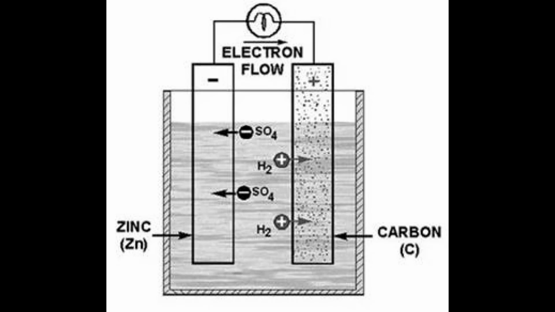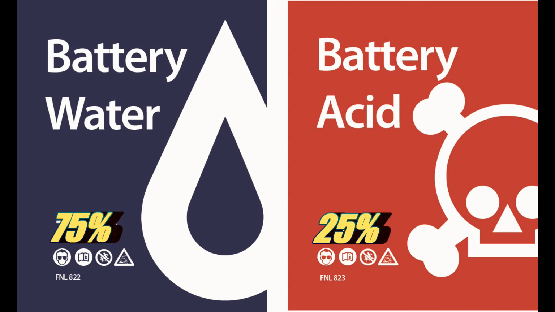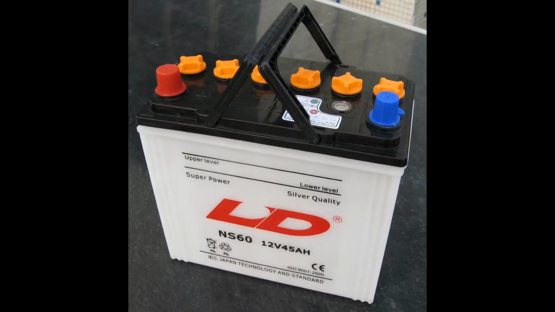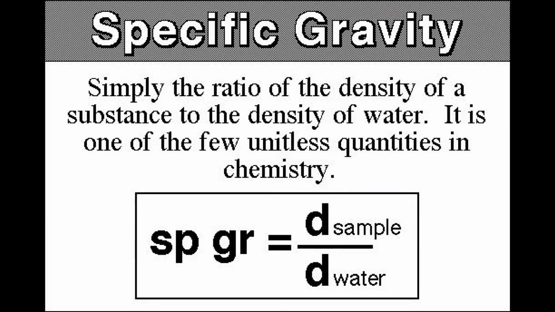The water-to-acid ratio in a fully charged cell is typically 25% acid, 75% water. Primary cells are non-rechargeable while secondary cells are rechargeable. To check the charging state of a secondary cell, specific gravity is measured.